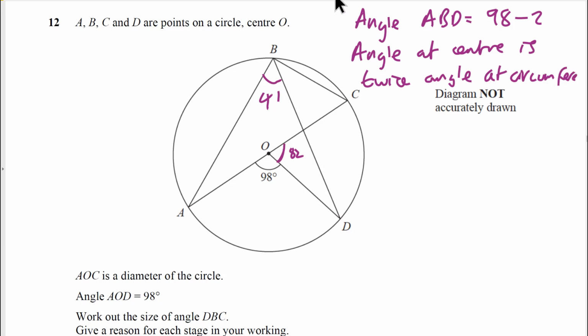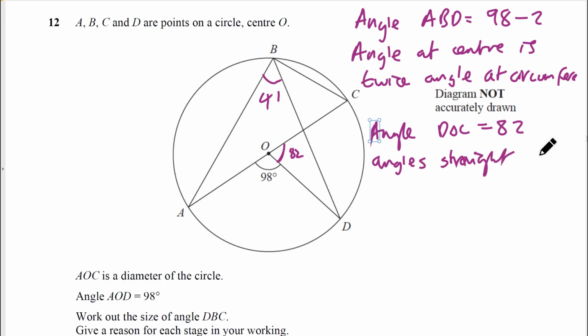I've not written circumference here because I've run out of space. Now this angle DOC equals 82. Angles on a straight line equals 180. So my tip for these questions is even if you don't know how to get the final answer, try to work out a few angles and you might hit some method marks, because that is actually worth a method mark on its own.